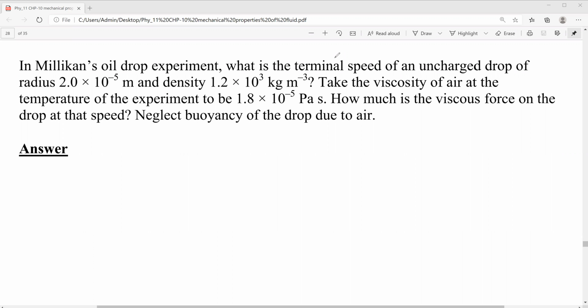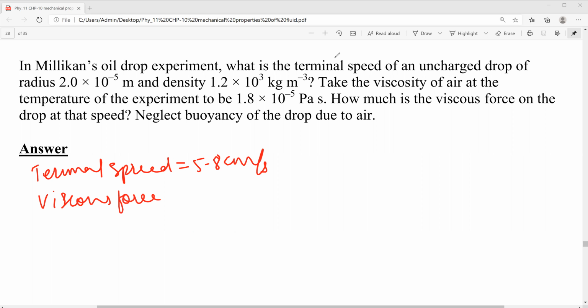So here from the question, the viscous force is 3.9. So what have they given? The terminal speed they have given, that is 5.8 centimeter per second, and the viscous force they have given, that is 3.9 into 10 to the power of minus 10 Newton, and the radius they have given, that is 2 into 10 to the power of minus 5 meter.